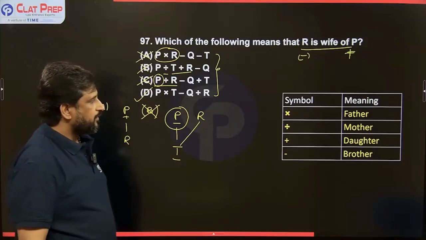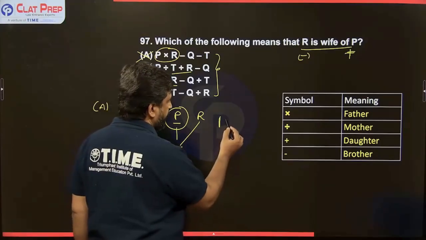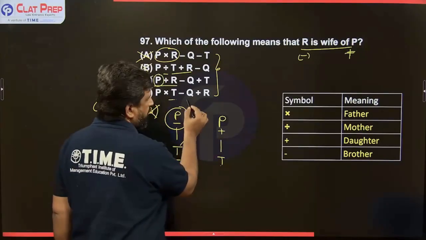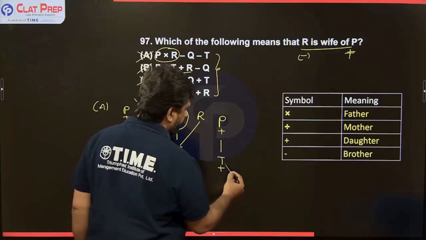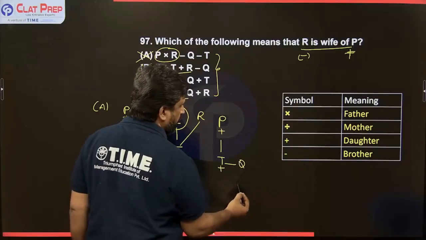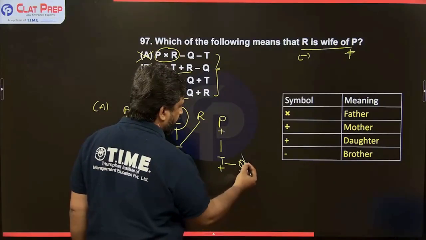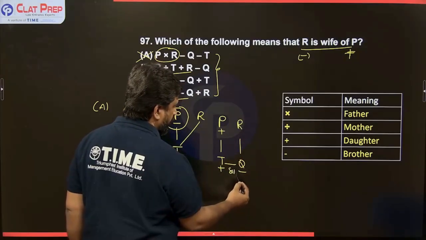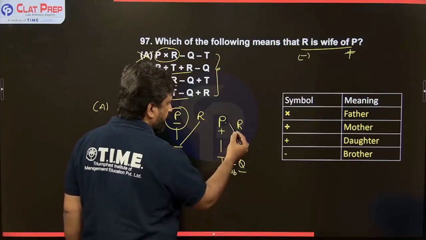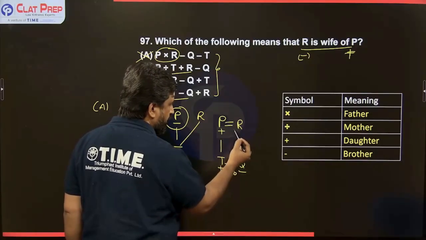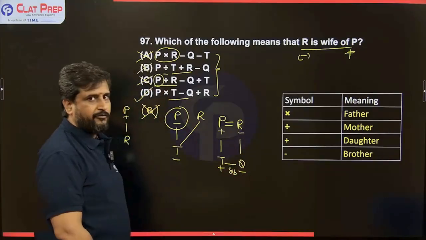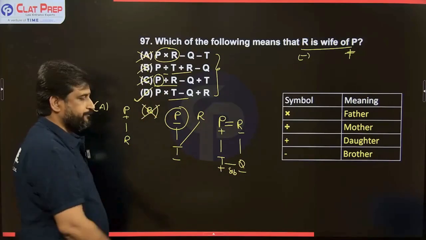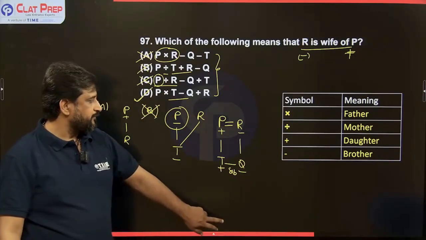P cross T. What is that? P is the father of T. T minus Q: T is the brother of Q. Q plus R: Q was the daughter of R. Now look, these two are siblings and P and R are the parents of them. If P and R are a couple, then P is male, R will be female. That's it. How simple it is? Choice D. Right. Let's see the next question.